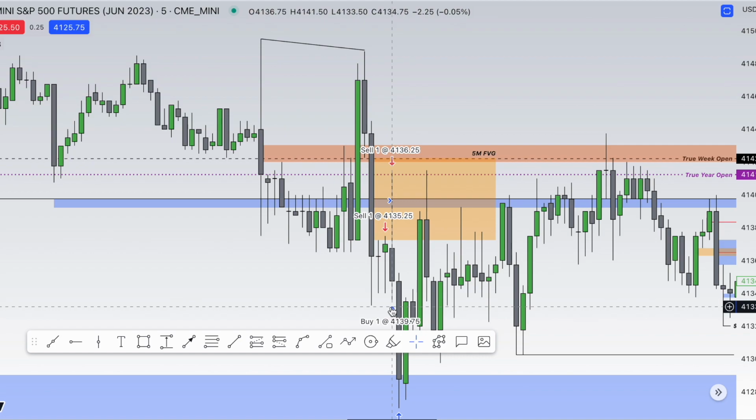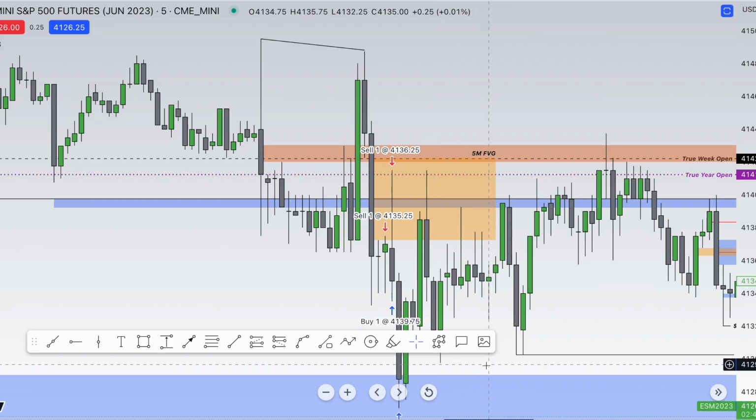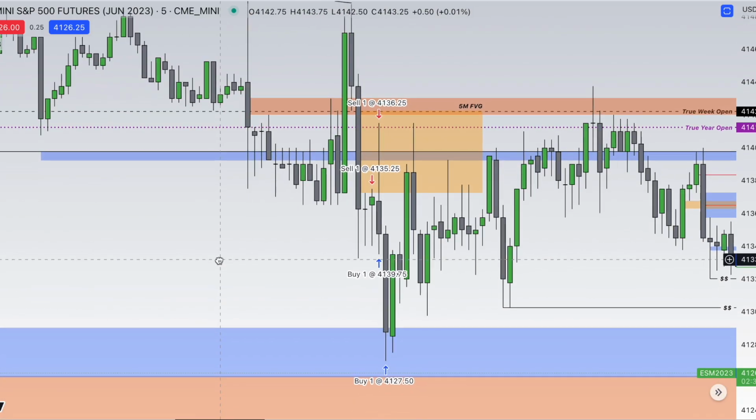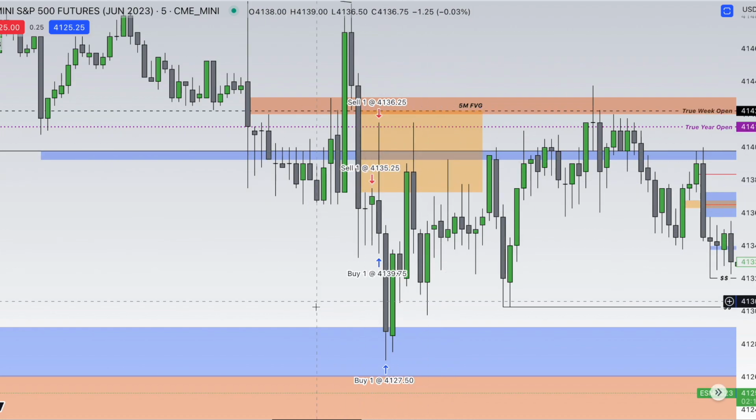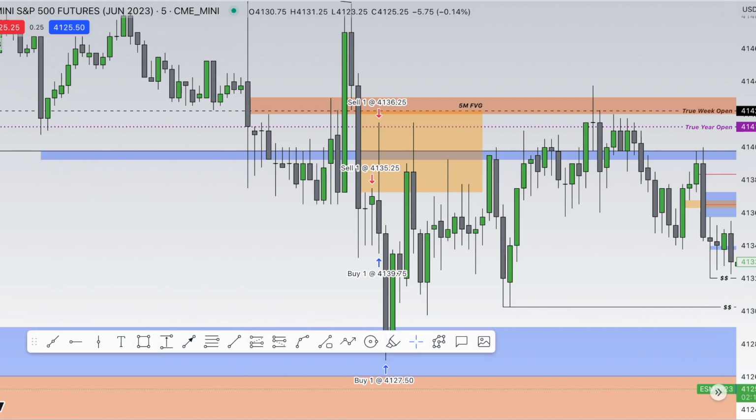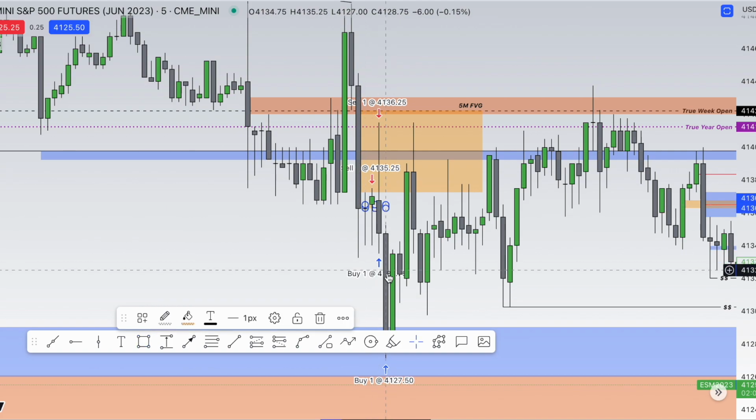You see I got out at 41,39.75. But if I would have just waited, I wanted 41,27. But after it slammed down and I realized that this was a PD array that was on my side, I wasn't really offside. I can now see, and I marked it out with the consequent encroachment and everything like that. But we ended up getting in here, right on this volume imbalance. Those are my favorite right there. We got in right here. Says what?